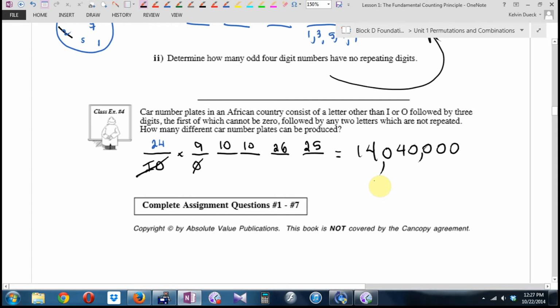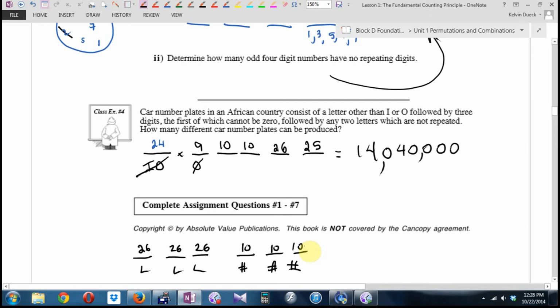Okay? Before we turn the page, what are car license plates in BC? In BC, we have letter, letter, letter, number, number, number. Are we allowed to repeat? Yeah. So it's 26, 26, 26, 10, 10, 10. Can you multiply that? How many do we have?